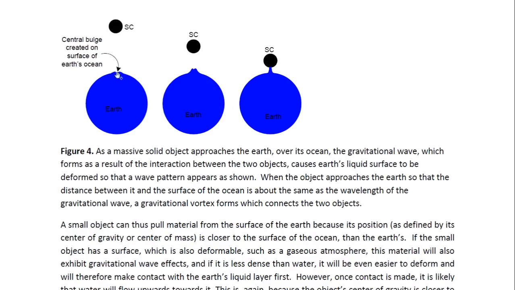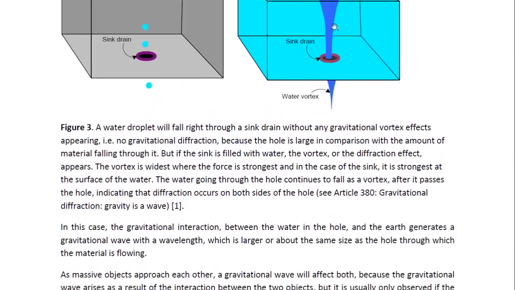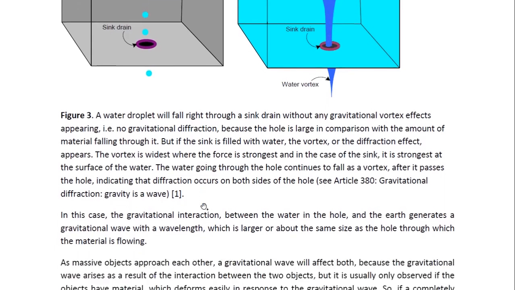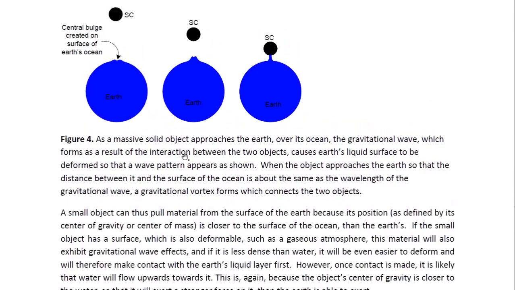It will have bulges, it will have a central minimum. There's always a central minimum. All vortices have central minimums, including this one. If you have ever seen a vortex in a sink, you know there's a hole right through the middle, and that's because the gravitational wave always has a minimum in the center, a central minimum.